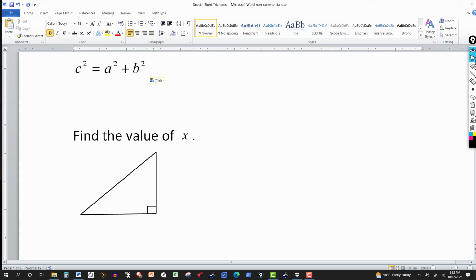Suppose again we have the problem, find the value of x. And let's say this is 8 here, and this is x. And this is also x. So again, it's a 45-45-90 degree triangle. These angles are the same, 45 degrees each. We want to find x.